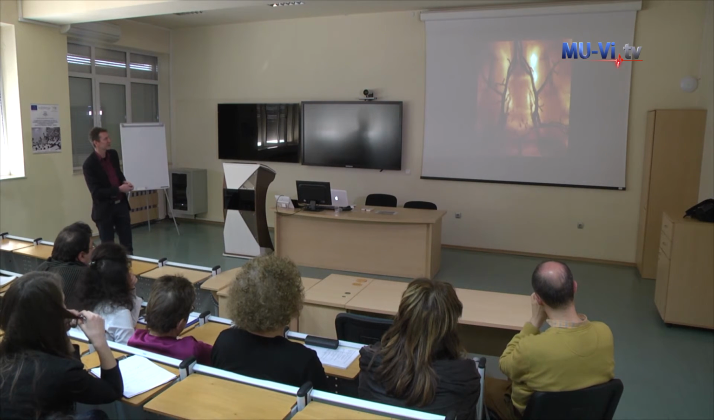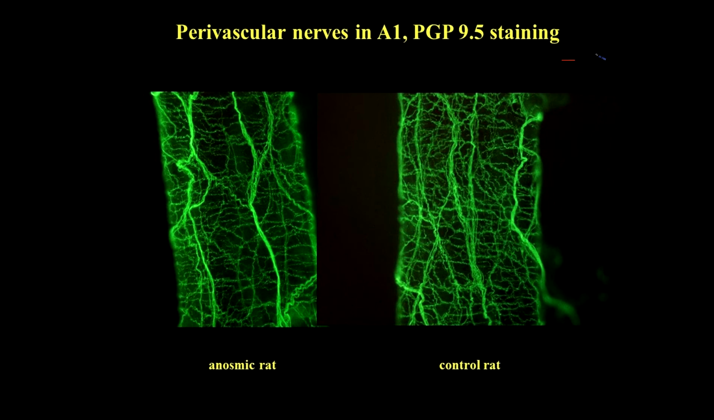If we zoom a little bit into this area, this is the internal carotid, which divides into the anterior cerebral artery and the middle cerebral artery. You can see all nerves around this artery. It's quite dense. There are many, many nerves. This is maybe even better to see.